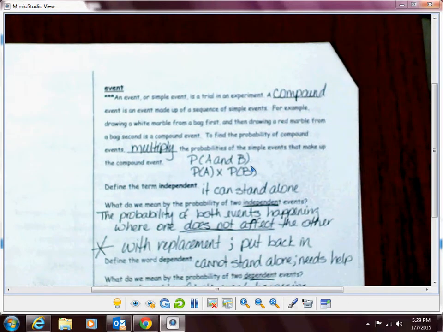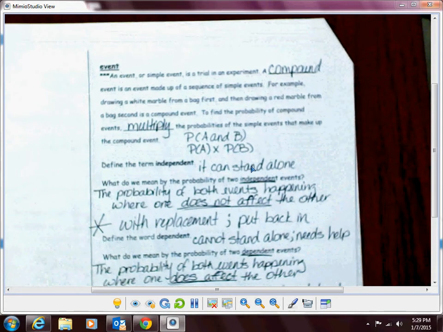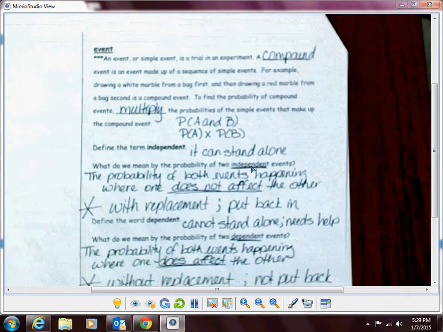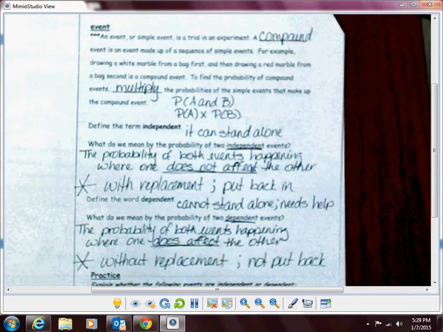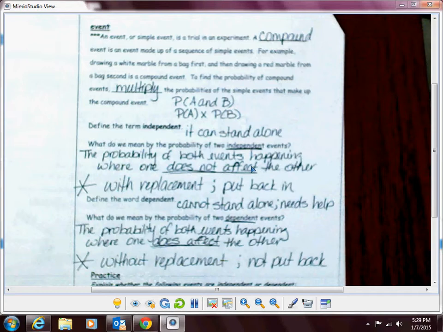Independent means it can stand alone. It doesn't need anything else. If it is the probability of independent events, then that means the first probability is not going to affect the second probability. So in your problems, you're looking for keywords such as with replacement, or it's going to say it was replaced, or it was put back, or something like that.